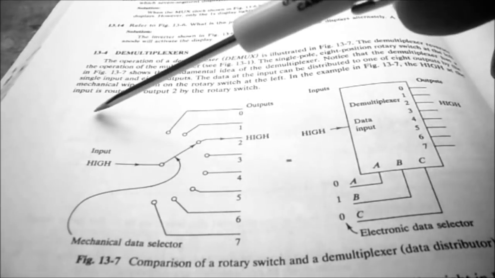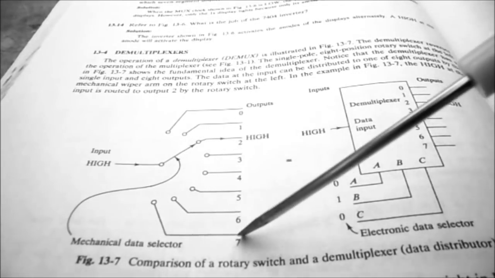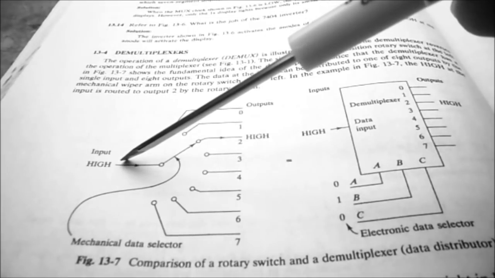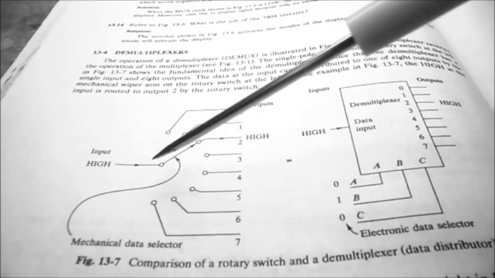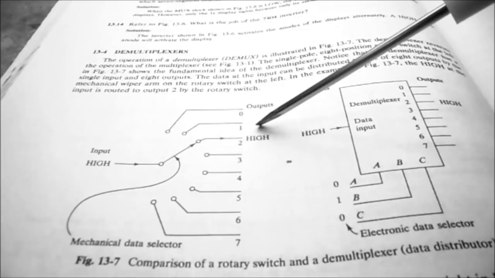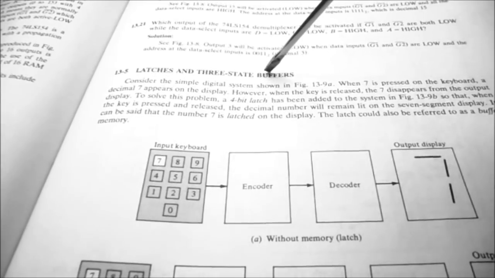So if we had 7 or 8 input lines, then we have to have our 7 or 8 output lines, and we have one transmission line. And if we rotate our selector switches fast enough, looking at the outputs, you'll not see any difference from the inputs. And lastly, section 13-5 talks about latches and three-state buffers.